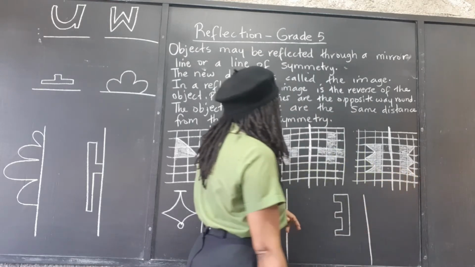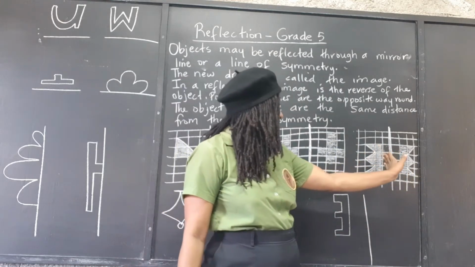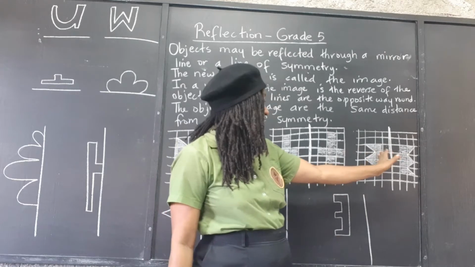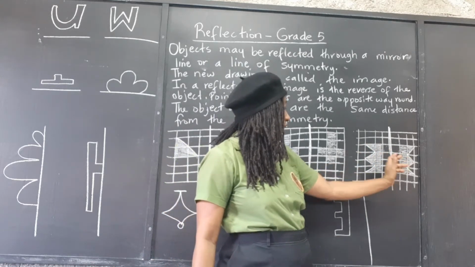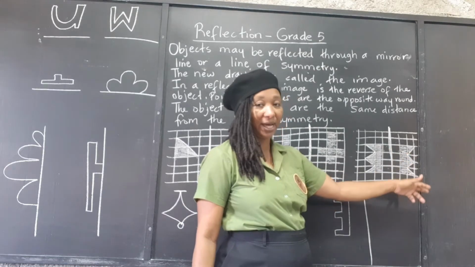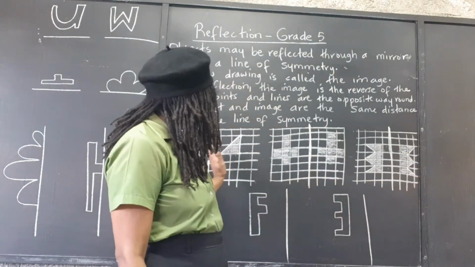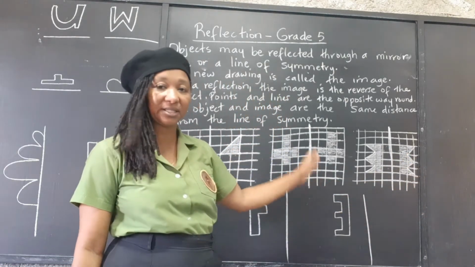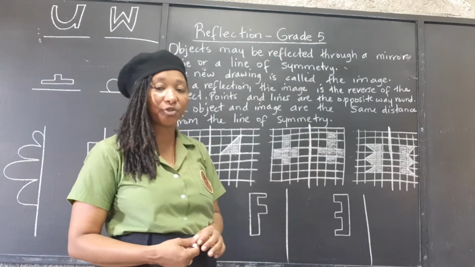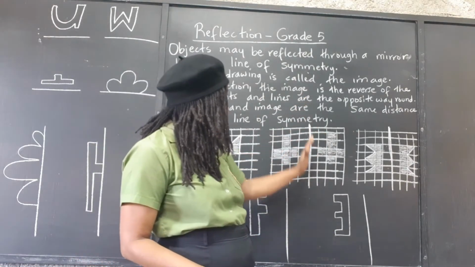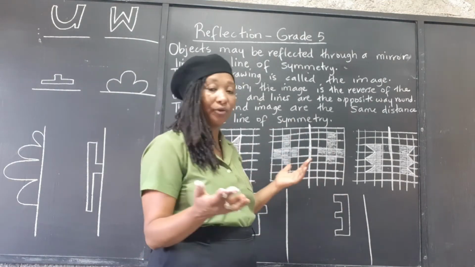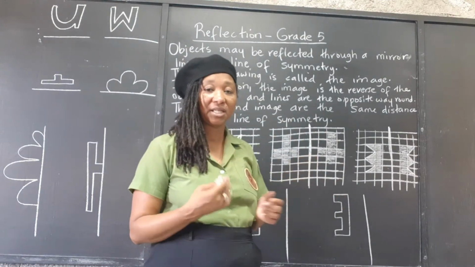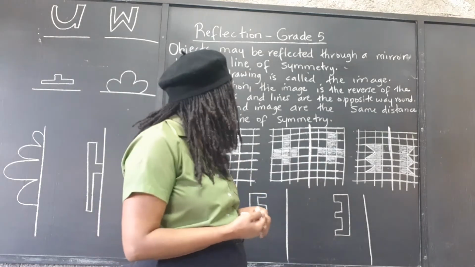In the object, it was oriented to the left. See that? It's turned to the left. In the image, it's oriented to the right. Now these are under vertical symmetry. The line of symmetry, the mirror line, is a straight line going down. So when we reflect it, the orientation left to right changes.